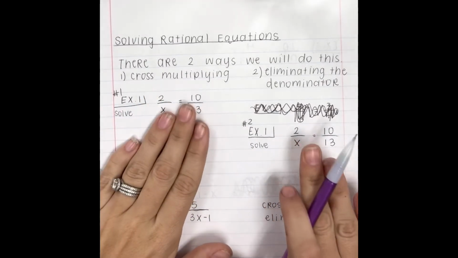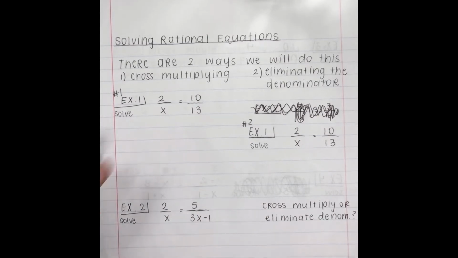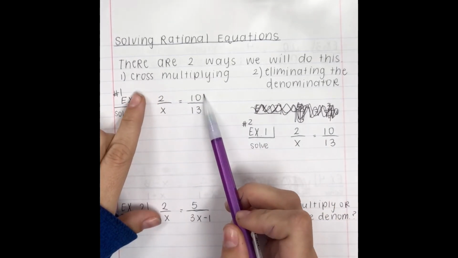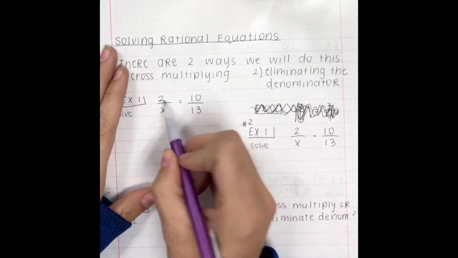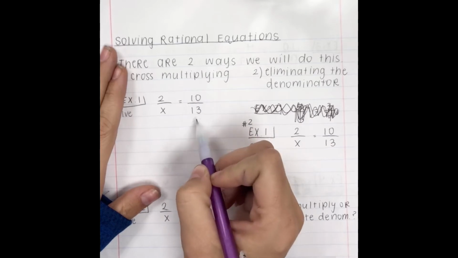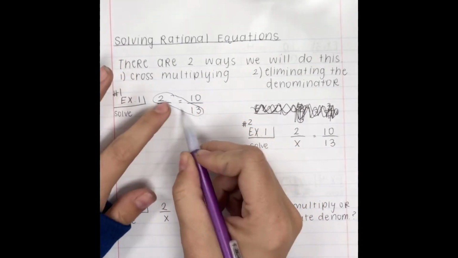These are obviously more simple examples than some of the ones we're going to look at later. But just so you get an idea of what we're doing. Cross multiplying you've done before. You may have called it the butterfly method. I'm not sure. But when you have one fraction equal to one other fraction, what you can do is multiply diagonally, cross multiply.